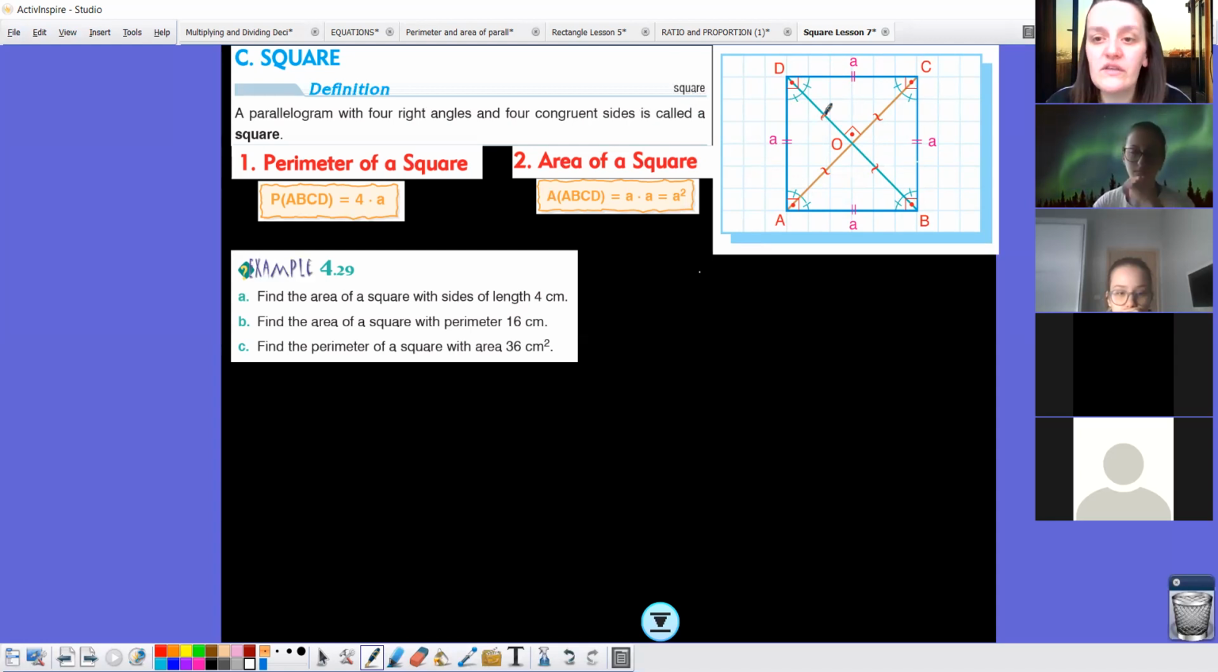Okay, did we understand? If you draw this or you have this shape in your book, everything about squares is given in this shape, okay?